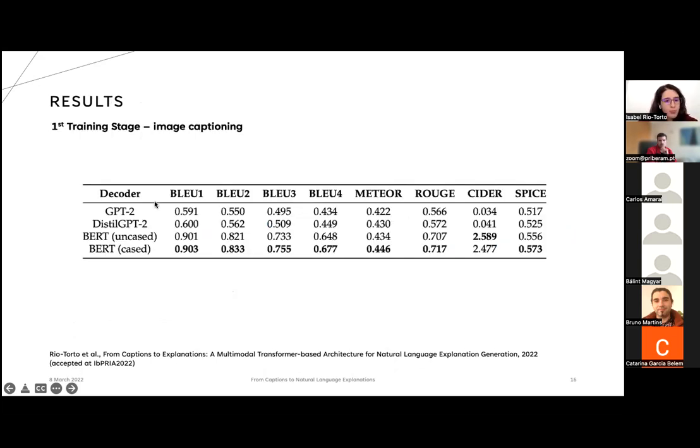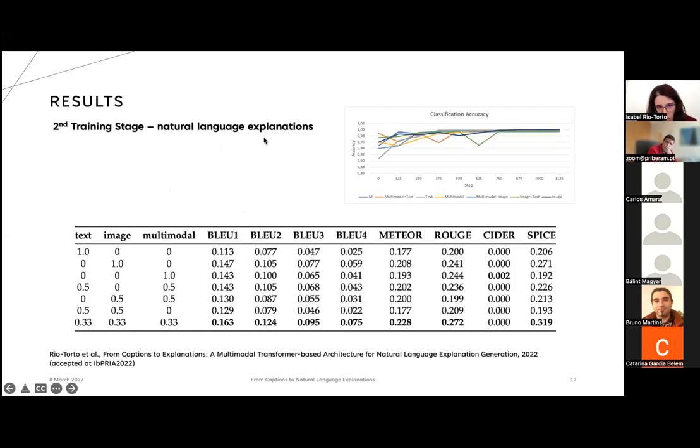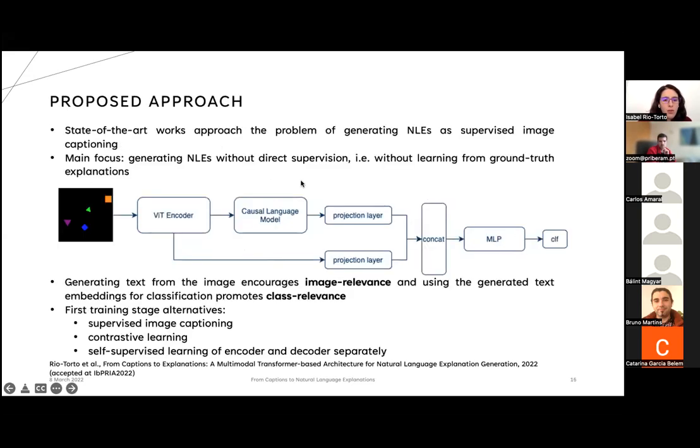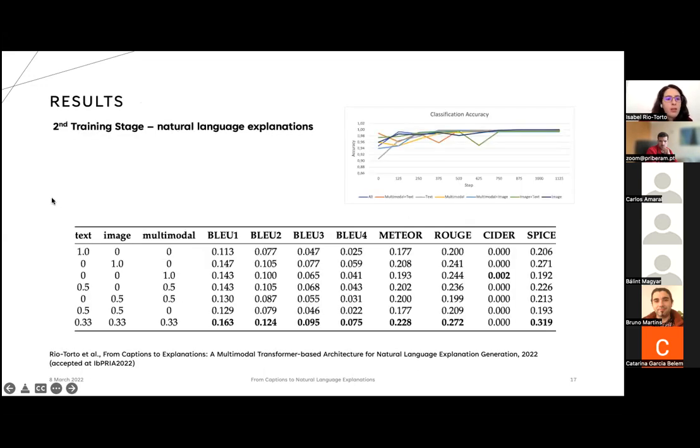And in the first training stage, of course, the data set is quite simple, so we obtained fairly good results in terms of the usual NLG metrics. So our language model is fairly capable of producing the text. Then in the second training stage, we see that we could obtain good accuracies with the various approaches. And just to give you a bit of context, we also did a bit of randomization in the training process, which I could call dropout. Sometimes we only gave the text to classify, sometimes we only gave the image, and sometimes we gave the two, with different probabilities. And that is what you see here.